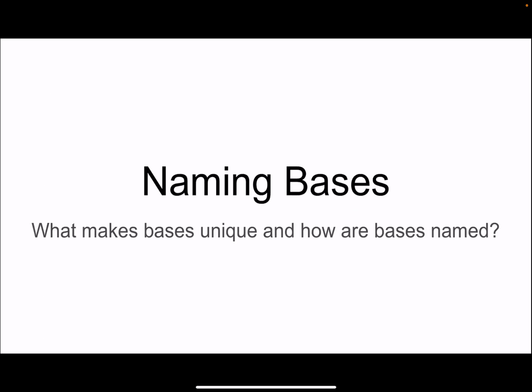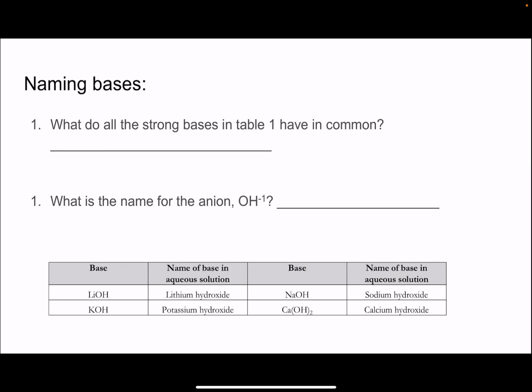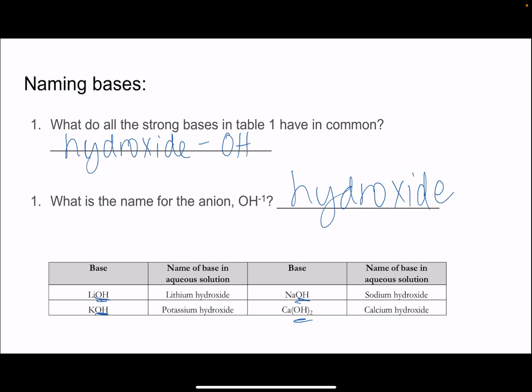So now, our final part of page 2 is naming bases. What makes bases unique and how are bases named? So what do all strong bases have in Table 1 in common? So if we look at our strong bases, what do they have in common? If we go back to our properties, we see they all have a hydroxide or they have an OH group with it. So notice it's Li is metal and then OH, OH, OH, OH. So what is the name for the anion OH minus? It is hydroxide. Now, we show the O first because of bonding, but we name it hydroxide. Hydro has the H, so that comes before O in the alphabet.